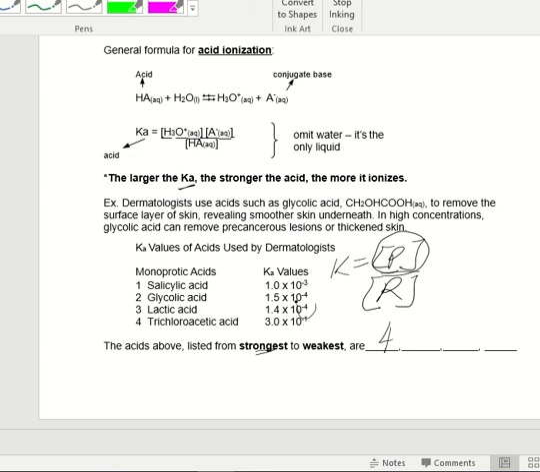and the weakest one is going to be one of these two large negative exponents. So here I've got 1.5. What's bigger, 1.5 or 1.4? 1.4 is smaller, so it's the smallest value. That would be my weakest acid, right? Then salicylic acid is your next strongest, and then I can use that glycolic acid.